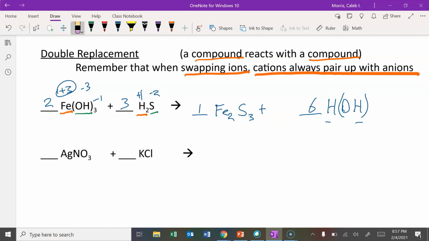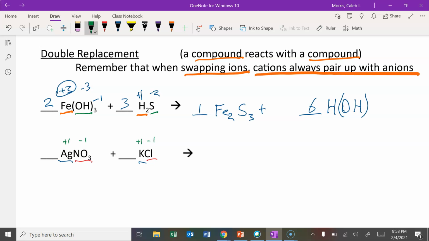Okay, let's look at the last one. Try it out if you feel like you've got it, and then you can check your answer. I've got silver nitrate reacting with potassium chloride. Silver and potassium are going to switch places. Nitrate and chloride are going to switch places. All right, silver has a +1 charge, we know that. Nitrate has a -1 charge. Potassium has a +1 charge, and chloride has a -1 charge.